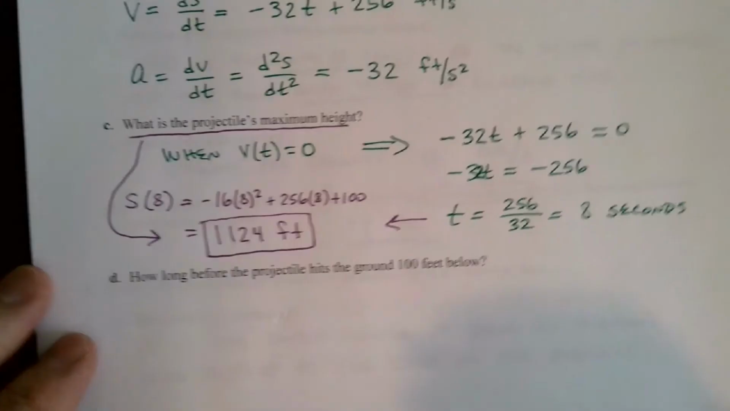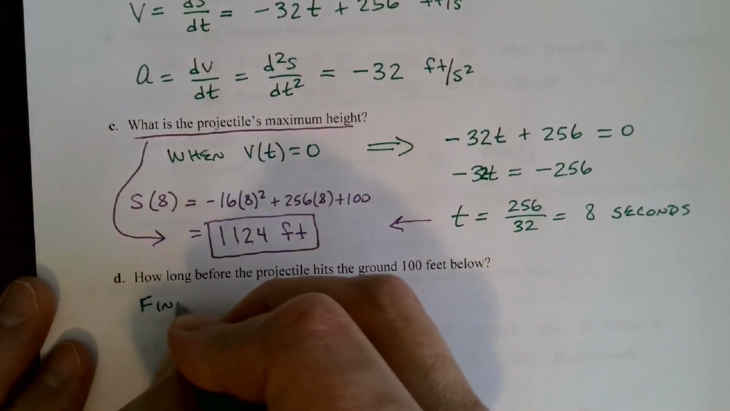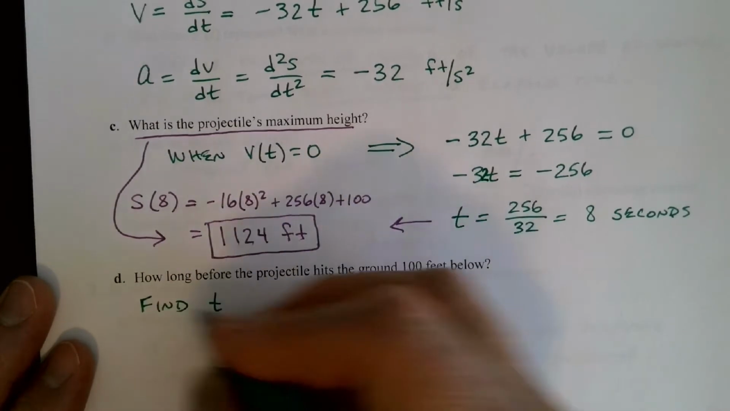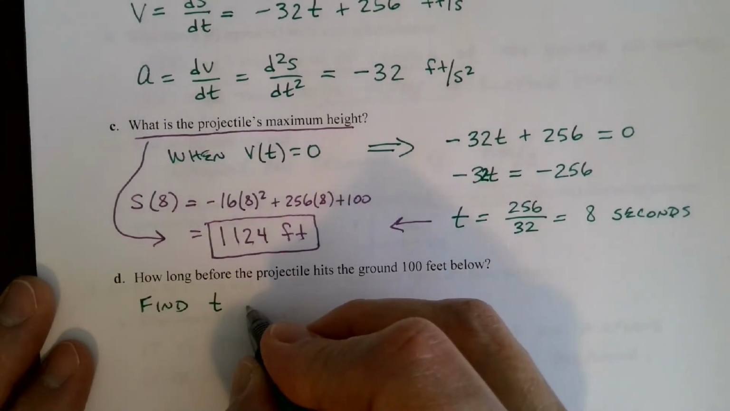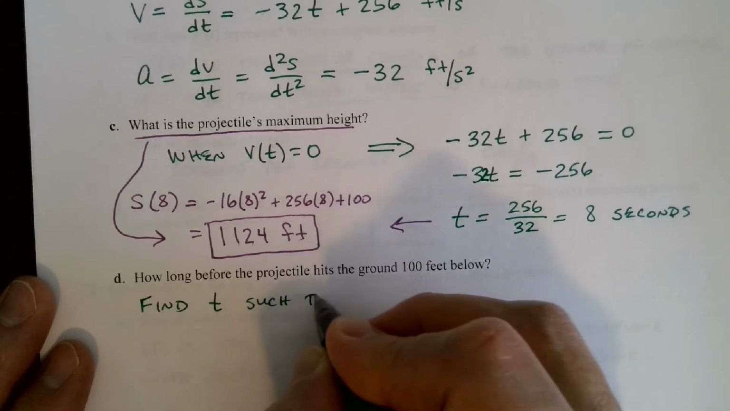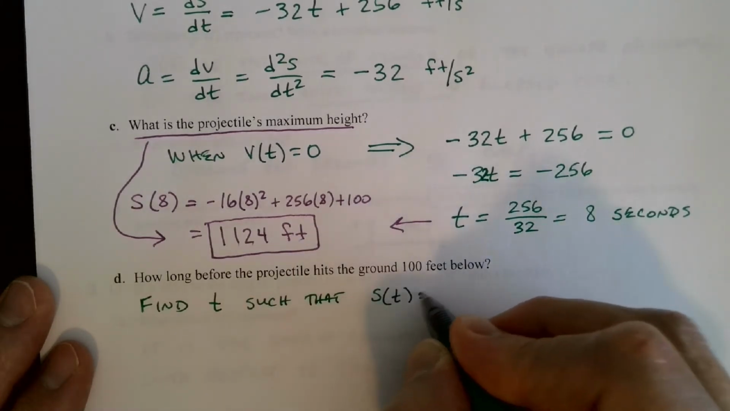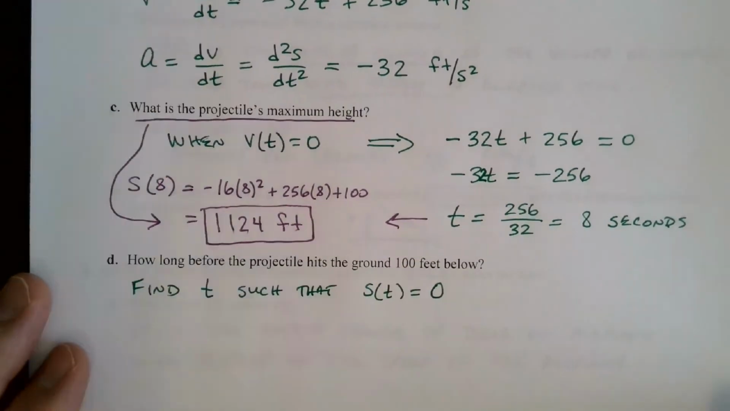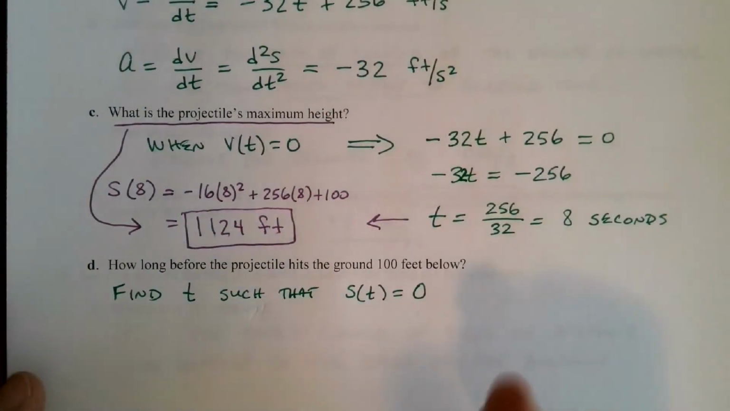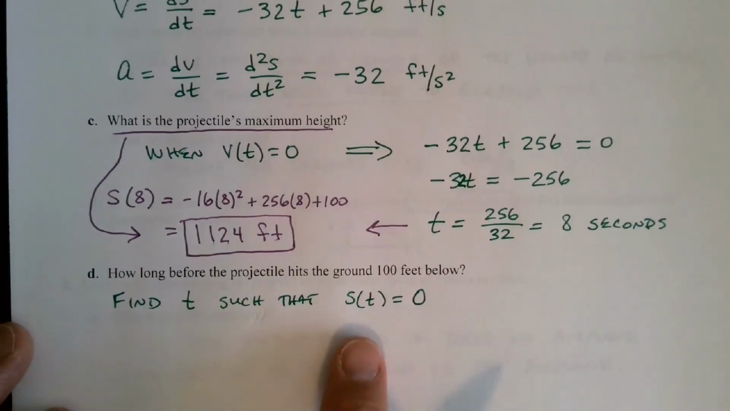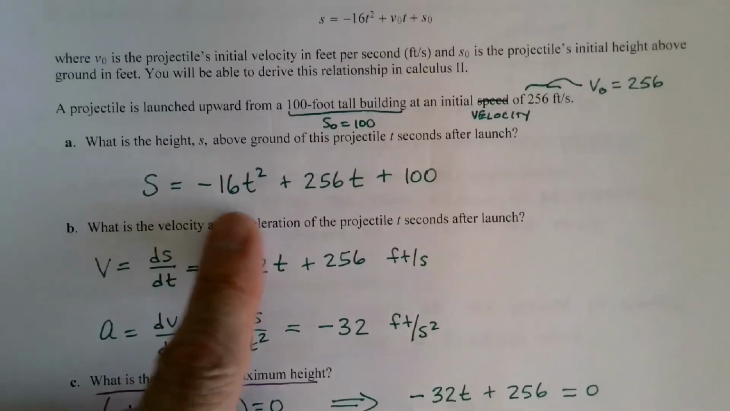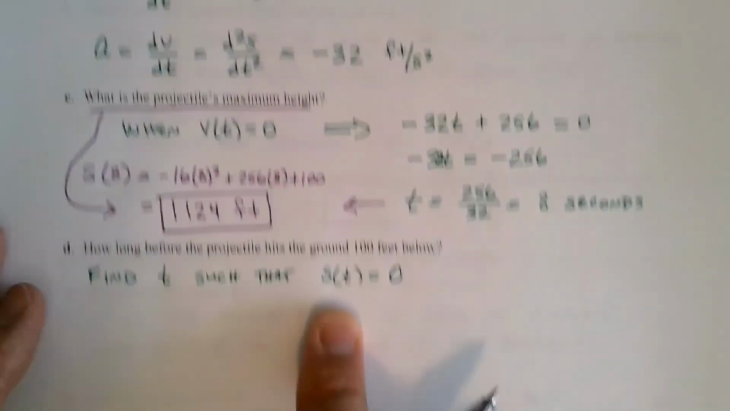So what do we want to do? We want to find the time, t, such that, what is our height above ground? S of t is what? 0. We want to be on the ground, we want s to be 0. So S of t, if you remember, is up here. We want to know when this output is 0.